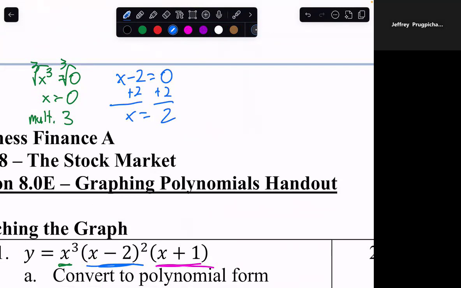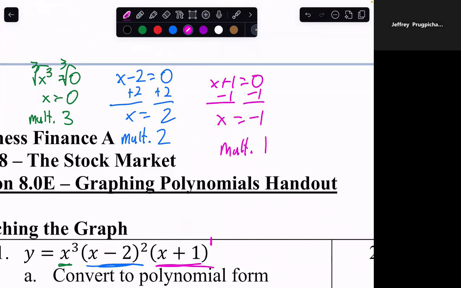Okay, so another root is x equals positive 2. But now is where the exponent matters. Because the exponent was 2, we say that this root has multiplicity 2. And lastly, set the last part equal to 0 and solve for x. Okay, so here we have a root of x equals negative 1. And the exponent is an invisible 1, so multiplicity 1.